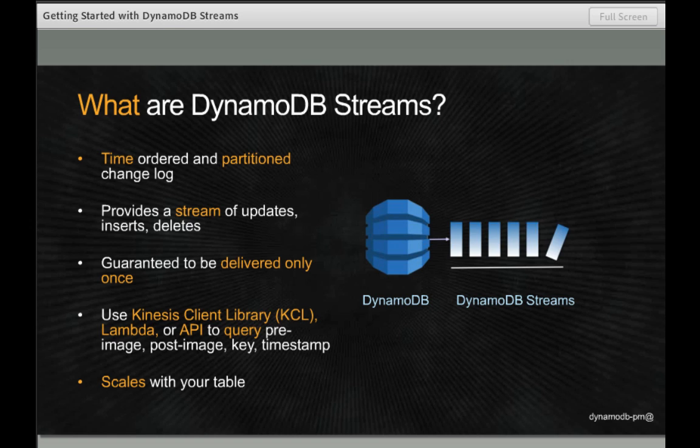So first off, let's talk at a high level about what DynamoDB Streams are, and what they come down to is a time-ordered and partitioned change log that scales right along with your table. It provides a stream of updates to the table, including inserts, deletes, and updates. And it is guaranteed to be delivered only once into the stream. What this means is that for every update or insert to your DynamoDB table, you will see only one entry in the stream that represents the changes that were made to the item for that particular operation. These are going to be strictly time-ordered as well.